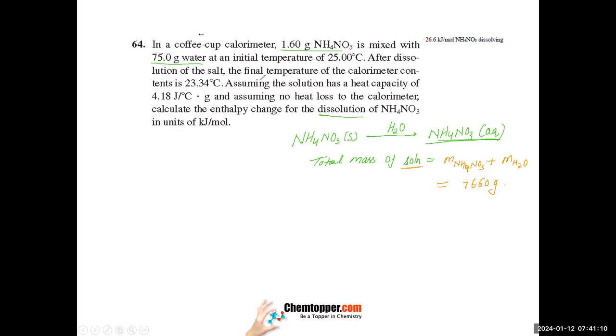After dissolution, the final temperature. So do you know delta T? Initial is this. Final is this. 23.34 minus. What is happening to the temperature? Is it going up or going down? So who is losing heat? Who is gaining heat?